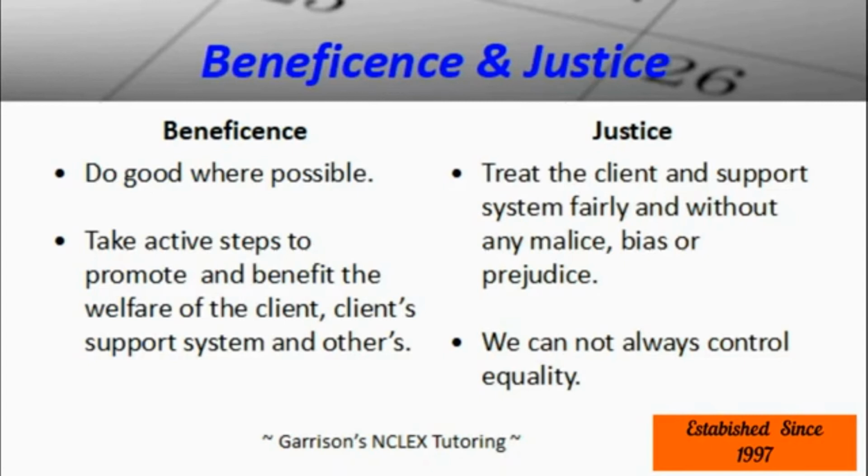Now, when we talk about justice, remember I said I was taken aback because justice was people should be treated fairly, although this does not equate to treating everyone equally. For the NCLEX, I just want you to know that when it comes to justice, this means that you treat the client and support system fairly without any malice, bias, or prejudice. And what I'm going to reiterate here is we cannot always control equality.